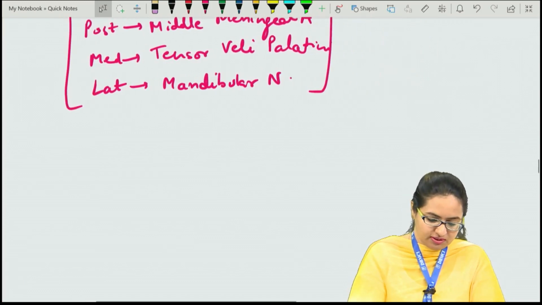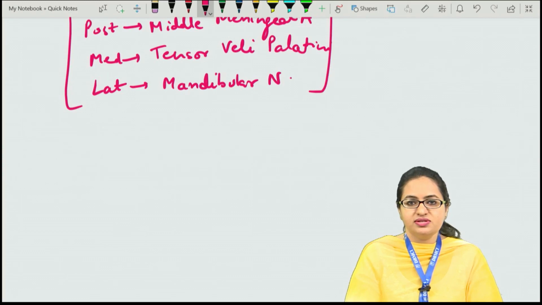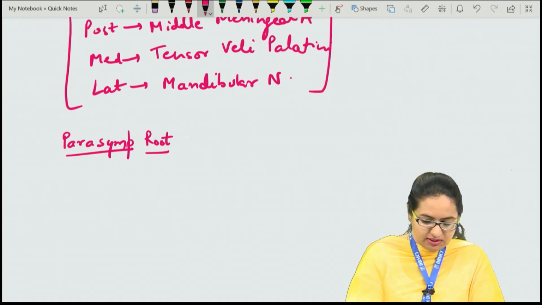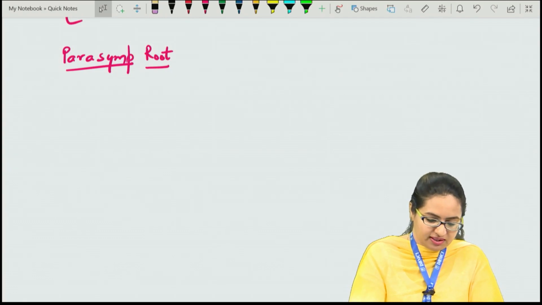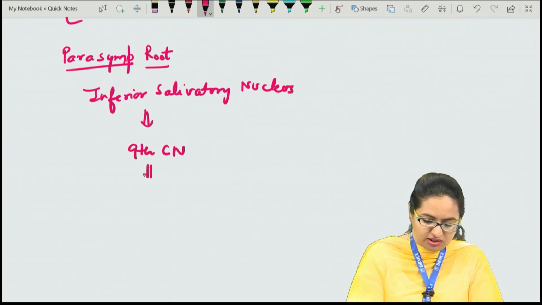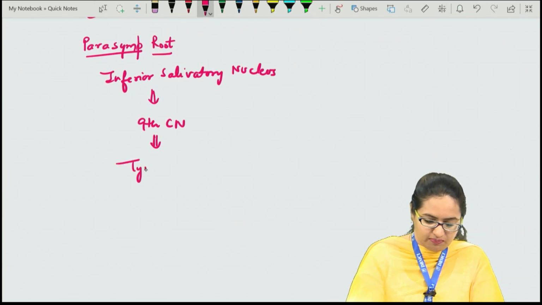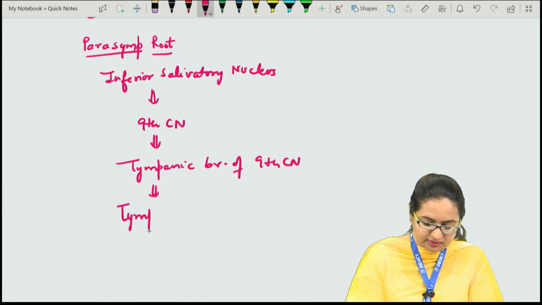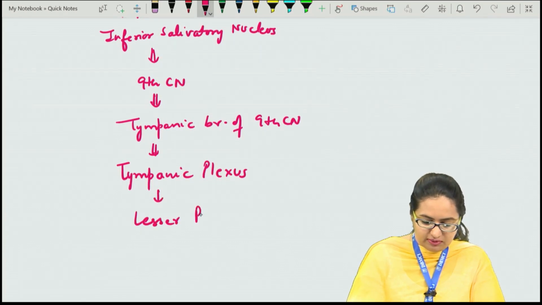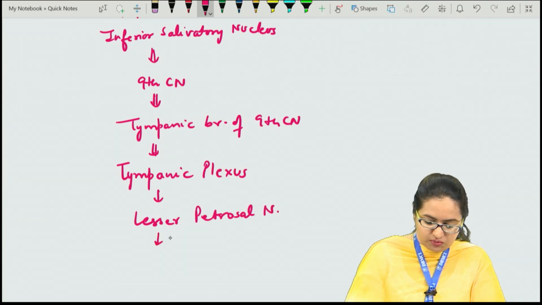Regarding the various roots of the otic ganglion, we have the parasympathetic root, sympathetic root, sensory root, and also the motor root. The parasympathetic root carries secretomotor fibers, which arise from the inferior salivatory nucleus and reach the glossopharyngeal nerve. Via the glossopharyngeal nerve a tympanic branch is given, which forms the tympanic plexus. A branch of the tympanic plexus, termed the lesser petrosal nerve, goes and relays in the otic ganglion.